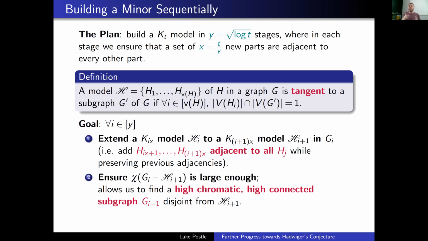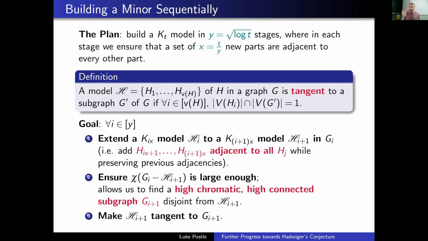And then we can use the Girão-Narayanan theorem to find a high chromatic, highly connected subgraph G_(i+1) that's disjoint from H_(i+1), right? It guarantees us we can trade a little bit of that chromatic number to still have high chromatic number, but also good connectivity. And then what do we do? Well, then we'll try to make our model tangent to G_(i+1). So we'll somehow extend it even further and try to make each part intersect in only one vertex in that G_(i+1) to start over. So we start with our big graph G, we'll call G_0 or G_1, and then we build a bit and we shrink the graph, right?